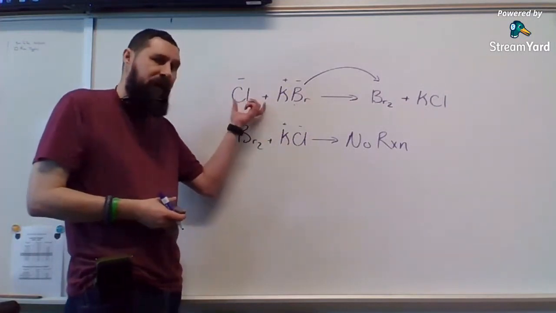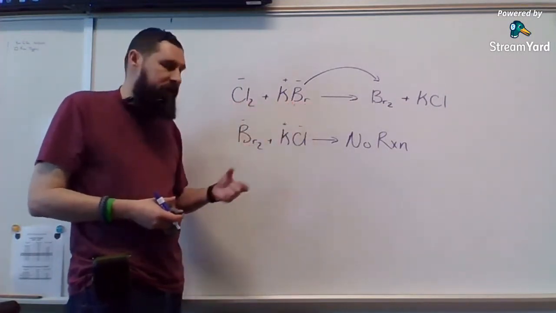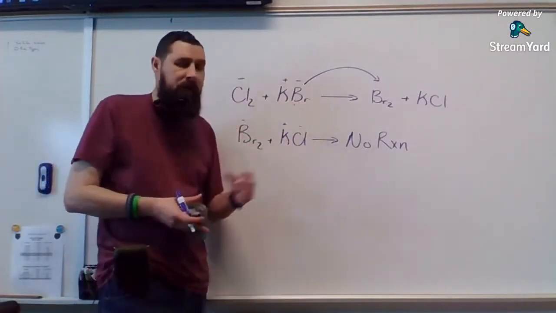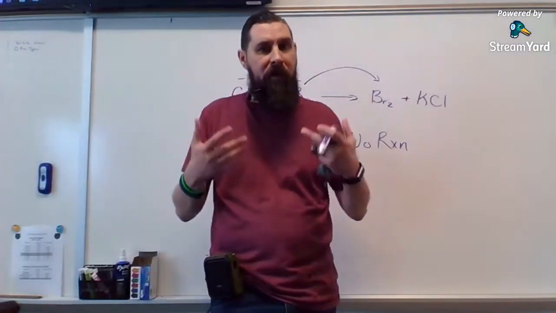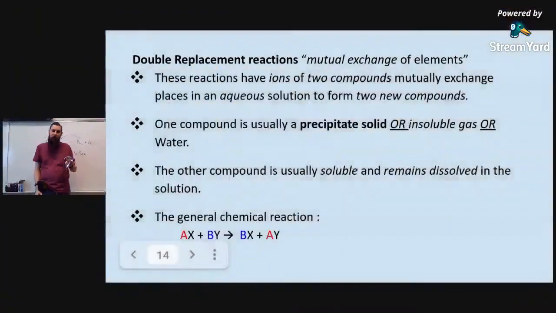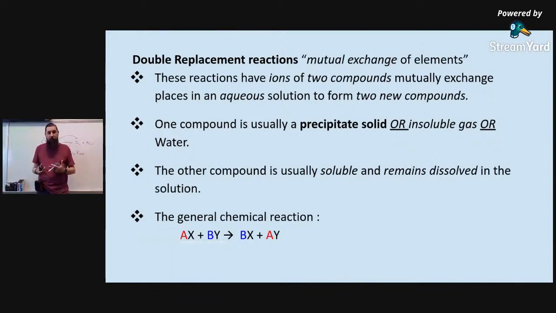So only more active elements can displace less active elements. Less active elements cannot displace more active elements. So that is single replacement or single displacement. So now let's turn our attention to double displacement or double replacement. And when we look at double replacement reactions, this is where you take two compounds, typically they are metal containing compounds, and we put these into solution and they switch out partners.